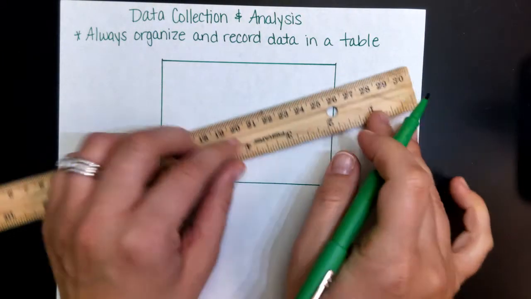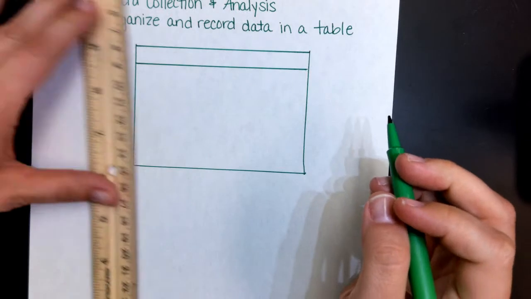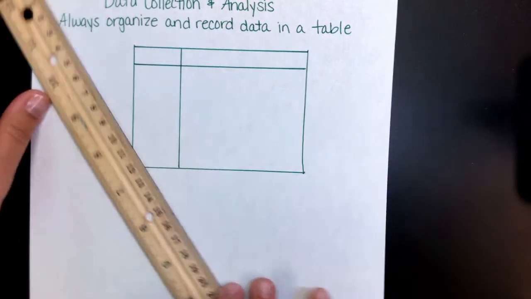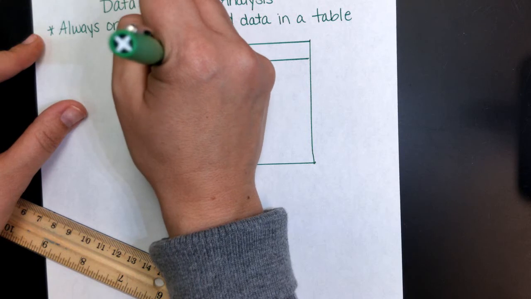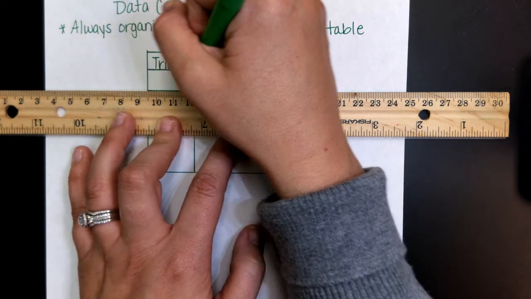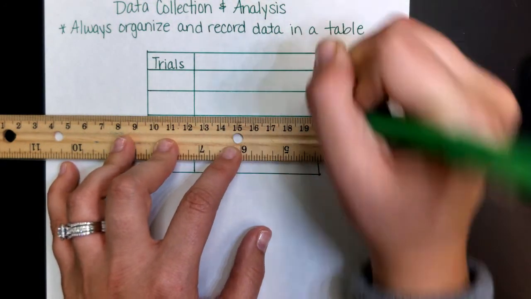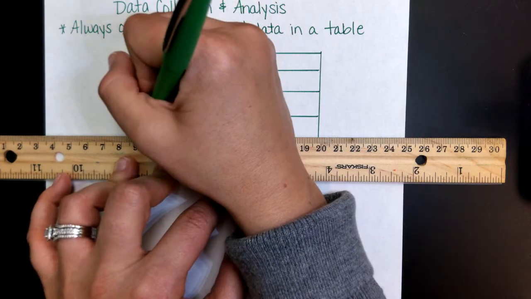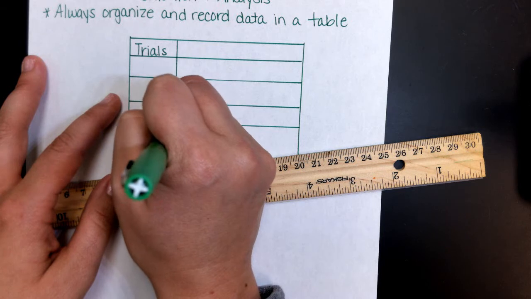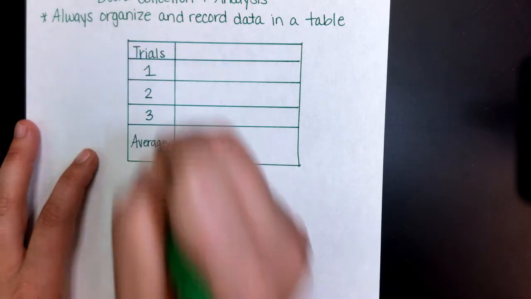Part of your grade for your data table is whether it is neat and labeled. And when you do an experiment, you are always going to do 3 trials. So my trials are going to go in this column. Alright, so we're going to make 3 rows. Now, you can always do more than 3 trials, but after you do your 3 trials, you want to find the average, okay? So this is going to be trial 1, trial 2, trial 3, and then you're going to find the average.